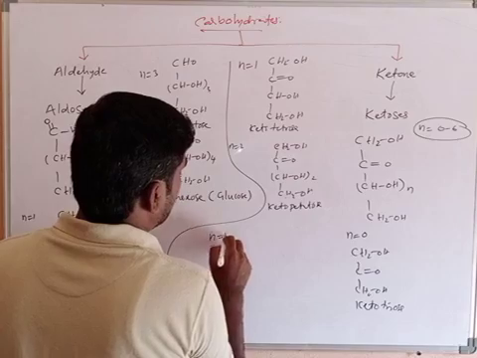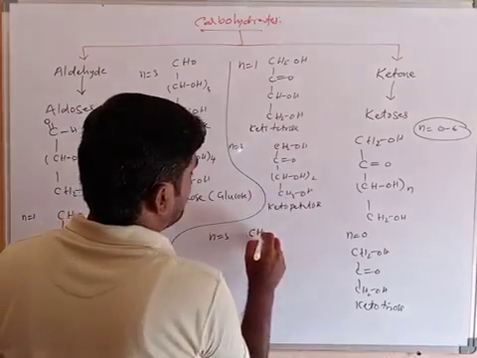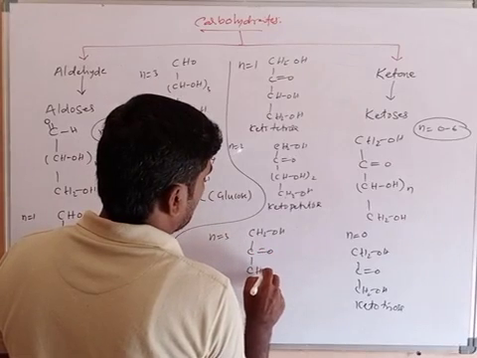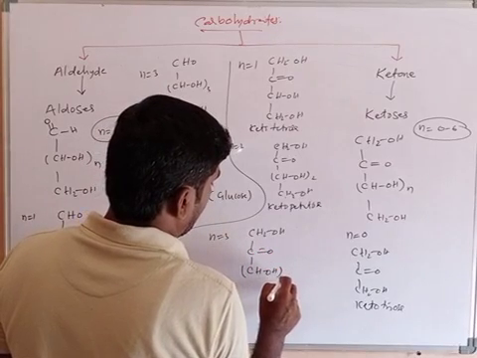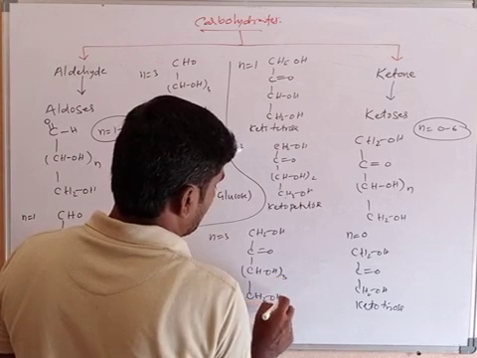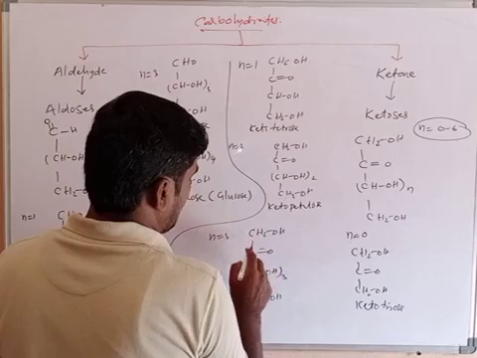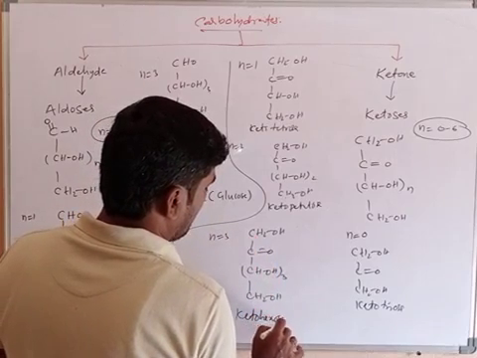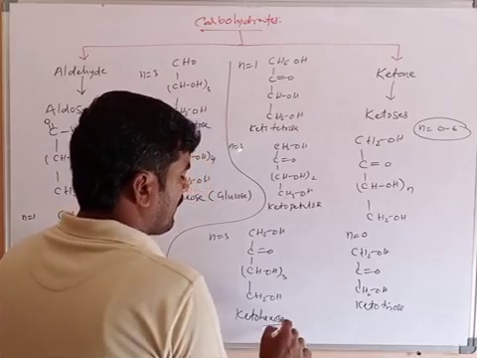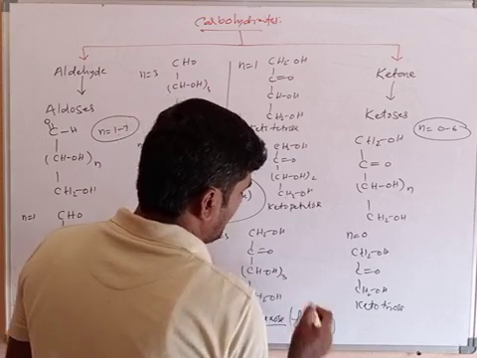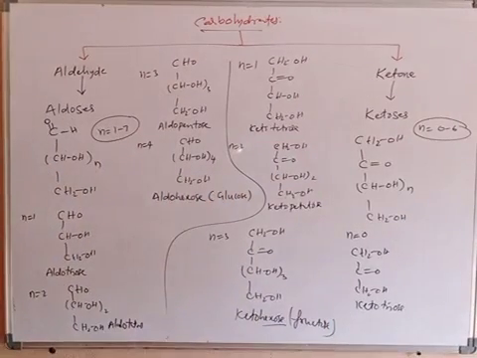n equal to 3: substitute there, then we get CH2OH, C double bond O, CHOH taken thrice, and CH2OH. That is 6 carbons. Ketohexose. Fructose belongs to ketohexose.